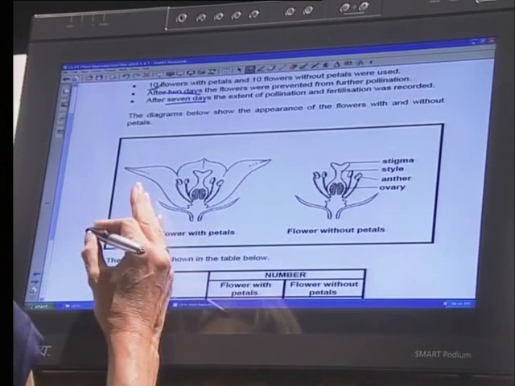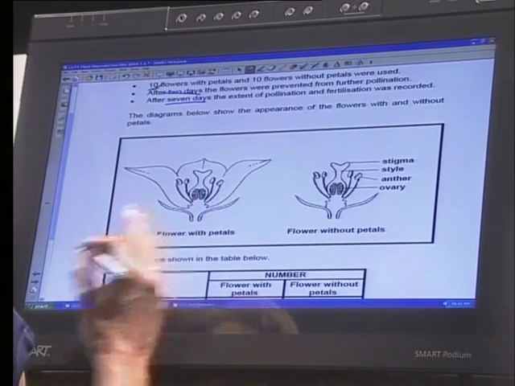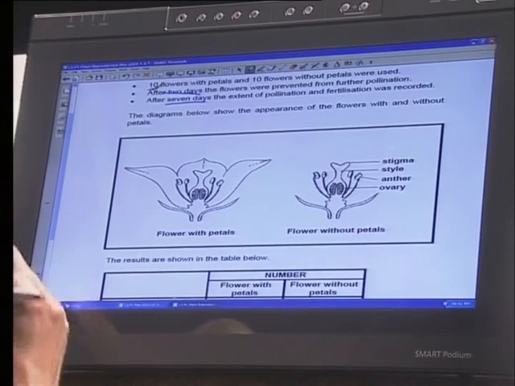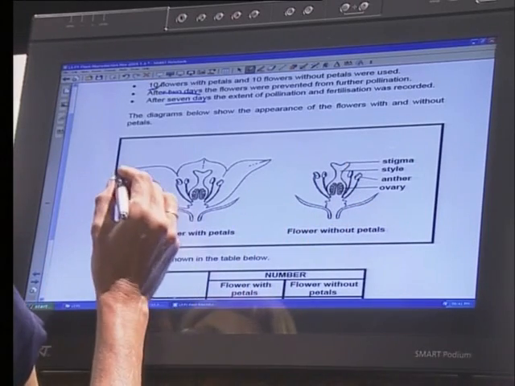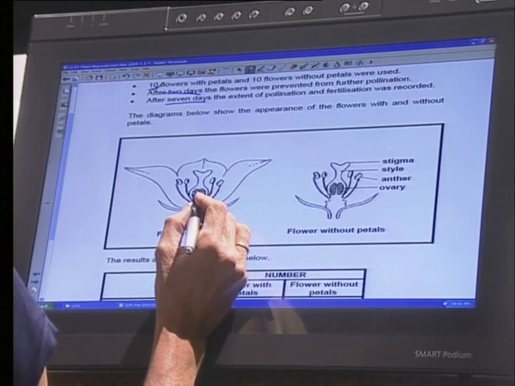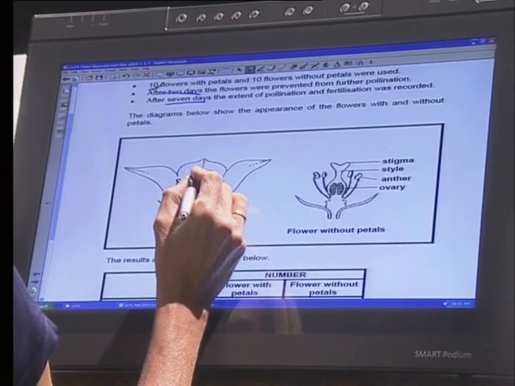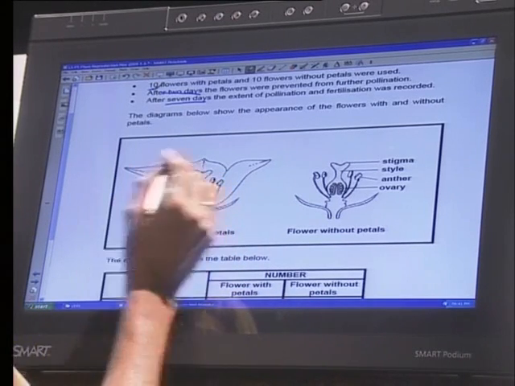Here are your flowers with petals. Very pretty. And here are your flowers without petals. Now remember, if a flower gets pollen, and the pollen does land on the stigma, and it has no petals, there's nothing to protect that pollen from being blown away as well. So that's just the thought. Just think about that.